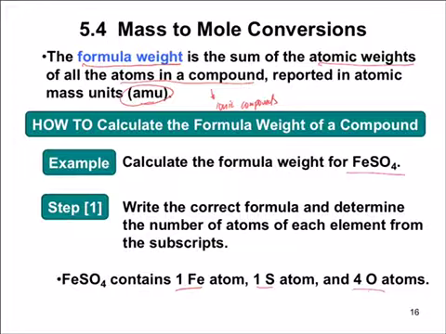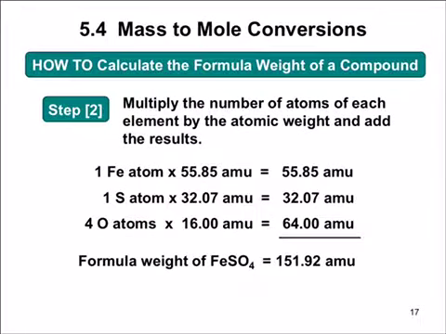So what I'm going to do is look at the periodic table and determine the mass of iron, the mass of sulfur, and the mass of oxygen. I've got 1 iron, 1 sulfur, and 4 oxygen. I'm going to add all those masses. So 1 iron atom is 55.85 AMUs. 1 sulfur atom is 32.07 AMUs. 4 oxygen atoms at 16 AMUs each, so 4 times 16. When I add these up, I get 151.92 AMUs.